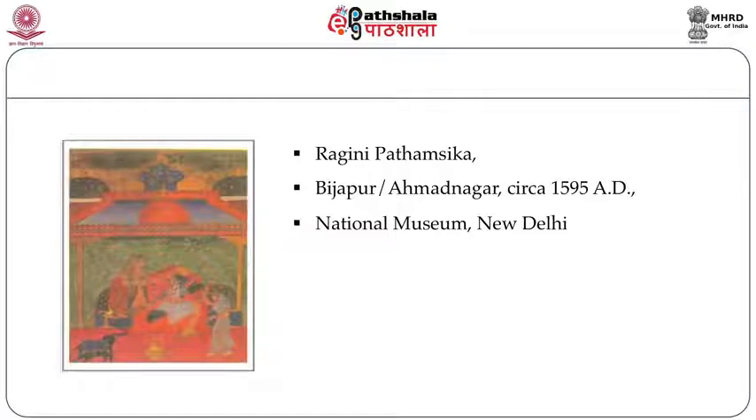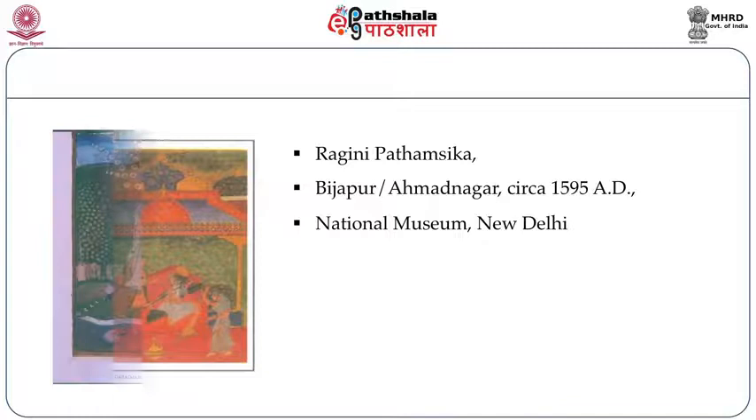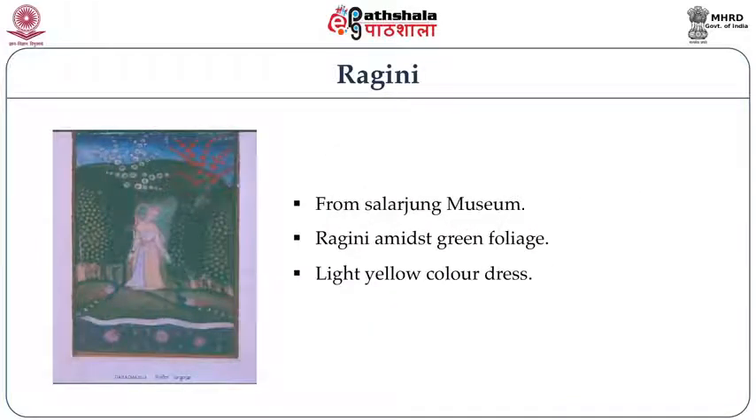It is found in the National Museum in New Delhi. And this also depicts women standing with the prince. Some of these Ragini paintings are found in Salarjung Museum. The Ragini paintings show these women amidst green foliage. There is a lot of use of light yellow color in dress.